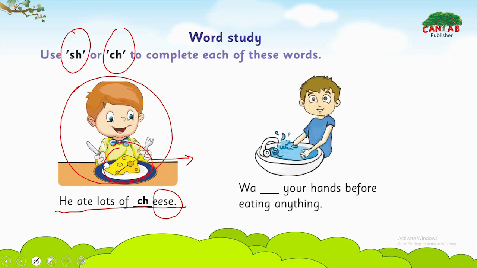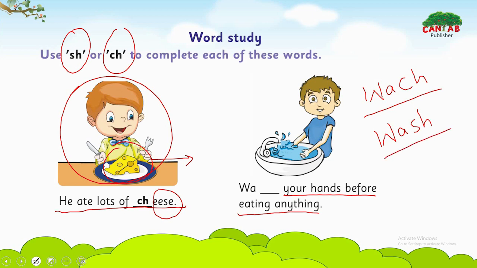The next example is: dash your hands before eating anything. What is he doing? What will be the answer? Wash. We use SH, sh. That is wash. Yes. So the right answer is he is washing his hands. So wash your hands before eating anything. So the digraph sh will be used.